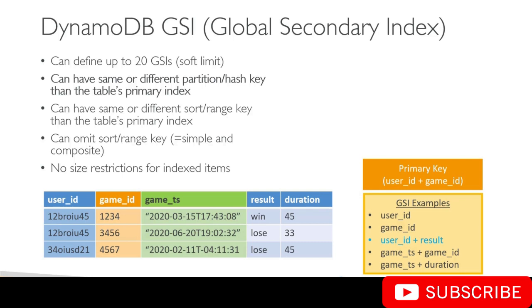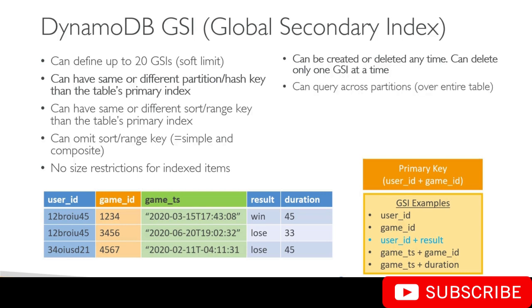Also, worth remembering that GSIs can be created or deleted anytime. You can delete only one global secondary index at a time, but you can create and delete them anytime, unlike local secondary indexes. And when you query the GSIs, you can query across partitions. In other words, you get to query over the entire table. The only thing you must remember is that GSIs only support eventual consistency. You cannot have strong consistency operations with global secondary indexes.